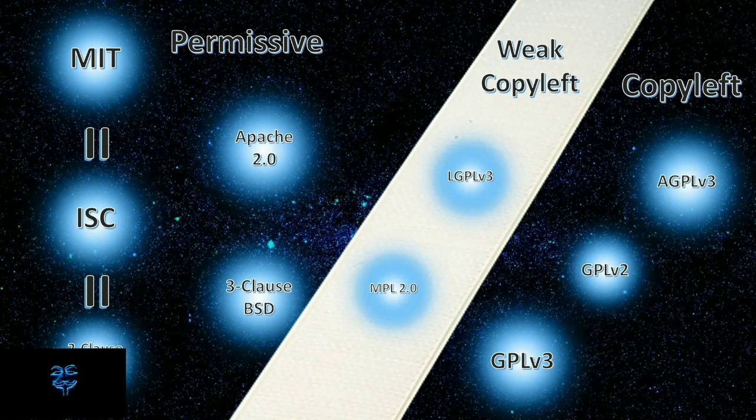In the picture, the left has the least restriction, and the right has the most restriction. You can use copyleft licensed source code in your commercial software with the condition that you need to share your source code. Use weak copyleft licensed source code under the condition to share the modified source code.